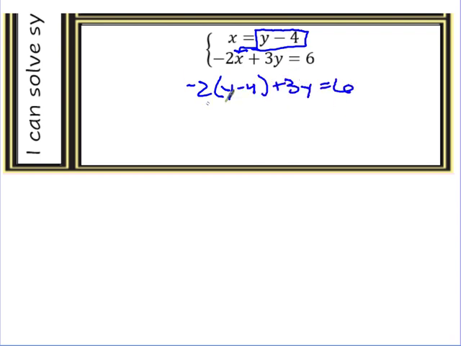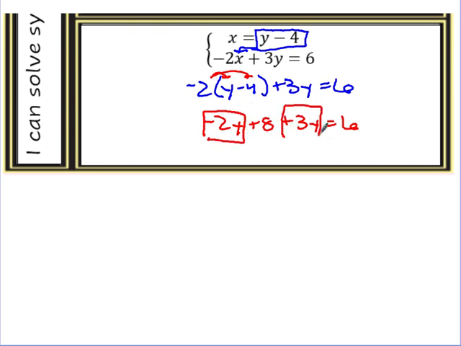So again, now I only have one variable, so it should be really easy to solve. I have to start off by doing my distributive property, because it's negative 2 times all of x, when all of x is y minus 4. So that's negative 2y plus 8 plus 3y equals 6. Now I get to combine my like terms. I'm going to combine my y's because they're on the same side of the equal sign. Because they're both on the left side, I'm just simplifying the left side. Negative 2y, positive 3y. Negative 2 and positive 3 makes positive 1. So I just have 1y plus 8 equals 6.